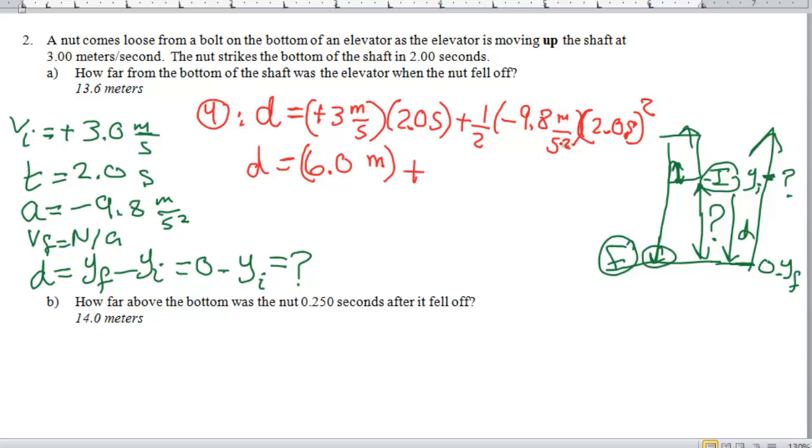So second square will cancel out with second square, and this will give you negative 19.6, and this is meter as well. So we have 6 meter minus 19.6 meter, and this will yield negative 13.6 meter. So negative 13.6 meter is the displacement from this point to this point.